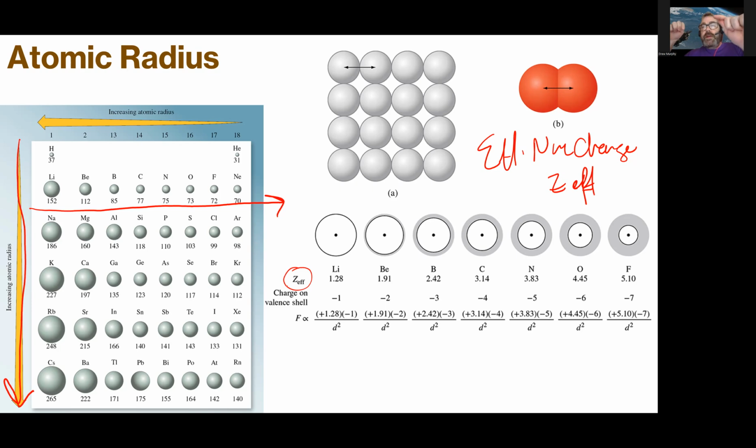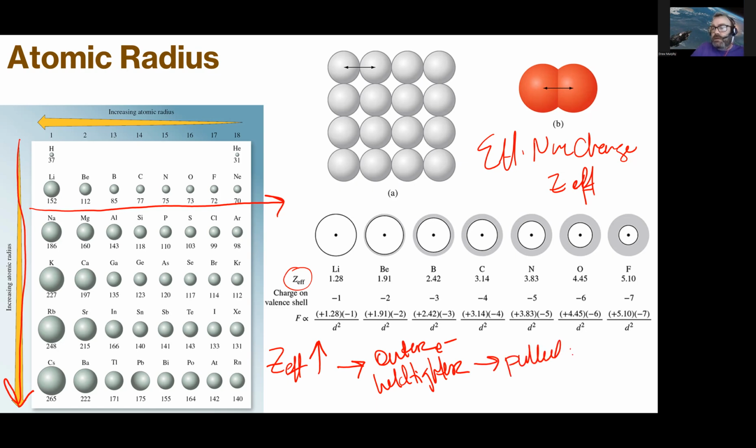So what we're doing is we're increasing the positive charge in the center, but not increasing the shielding. And so the effective nuclear charge is increasing. So our effective nuclear charge increases left to right across the table. Because the charge is increasing, the outer electrons, which is really how we're telling our size, are held tighter. Because the outer electrons are held tighter, they get pulled closer to the positive charge, and that makes them smaller.